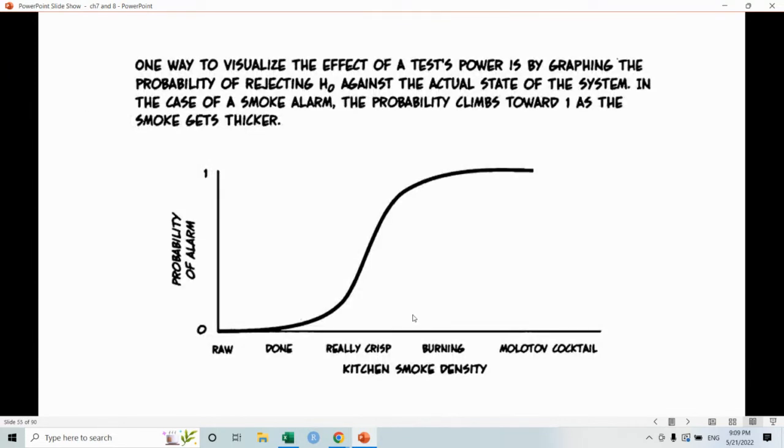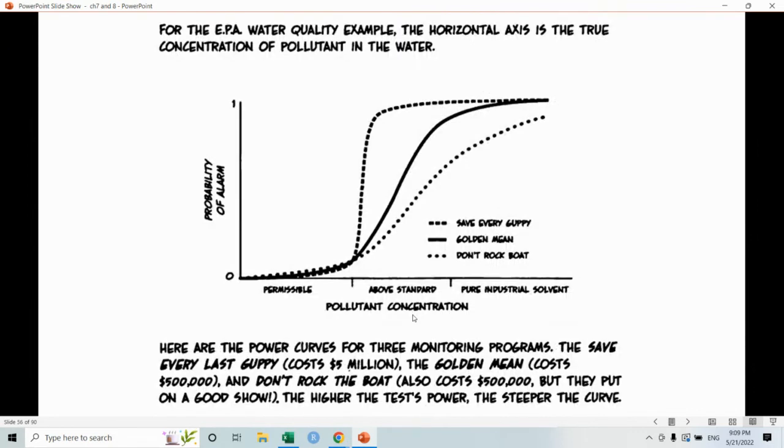One way to visualize the effects of a test's power is by graphing the probability of rejecting the null against the actual state of the system. In the case of the smoke alarm, the probability climbs toward 1 as the smoke gets thicker. For the EPA water quality example, the horizontal axis is the true concentration of pollutant in the water. Here are the power curves for 3 monitoring programs. The Save Every Last Guppy cost $5 million, the Golden Mean cost $500,000, and Don't Rock the Boat also cost $500,000, but they put on a good show. The higher the test power, the steeper the curve.